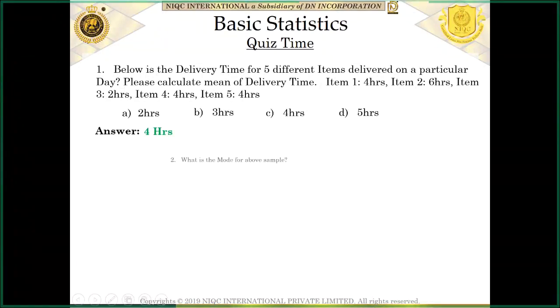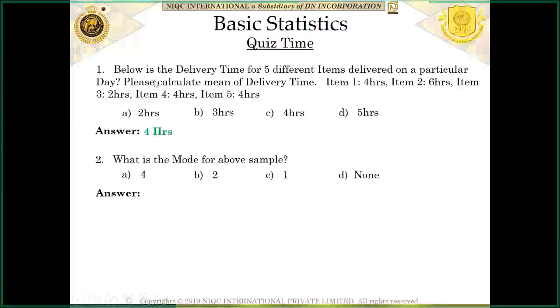Wow, you win 1 crore rupees. Okay. So what is the mode for the above sample? Deepika, what will be the mode of 4, 2, 4, 6, 2, 4, 4? Here it's 2. It will be 4, because 4 is getting repeated.